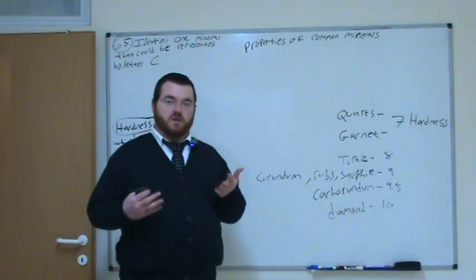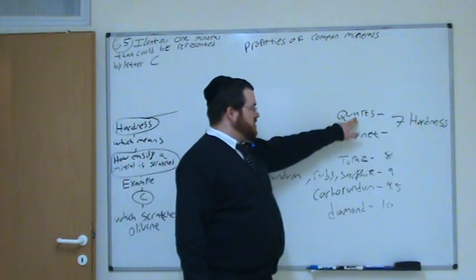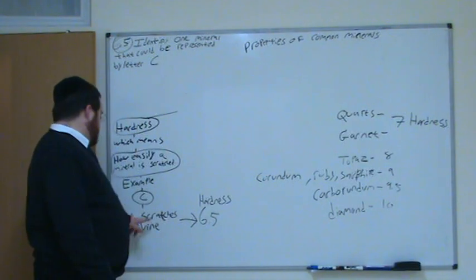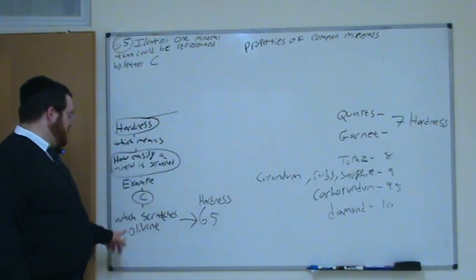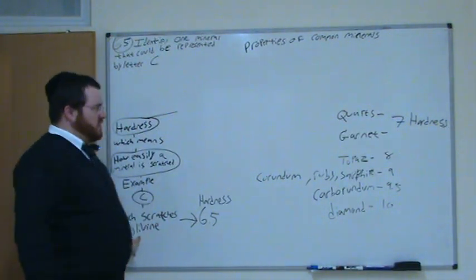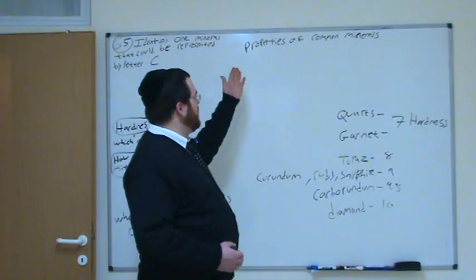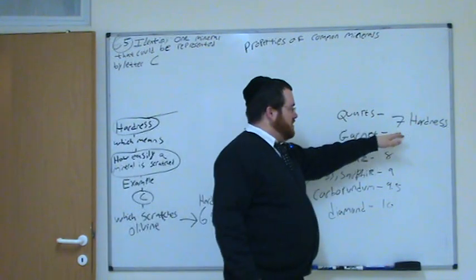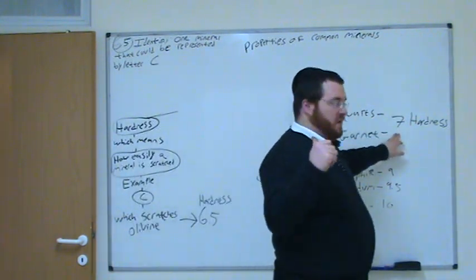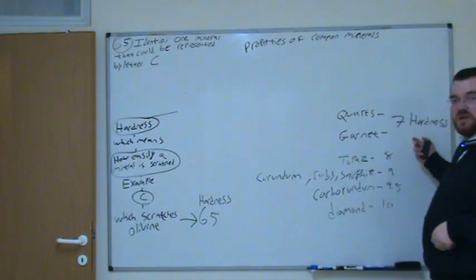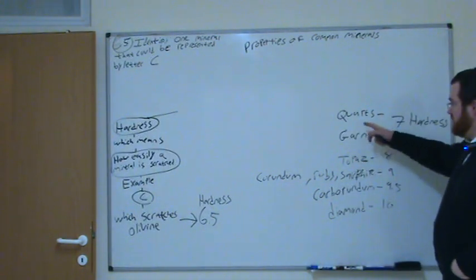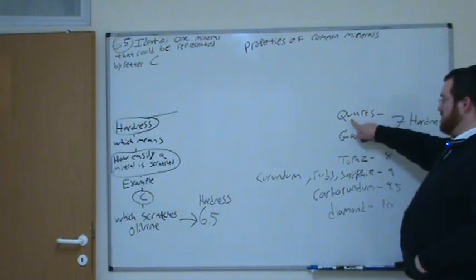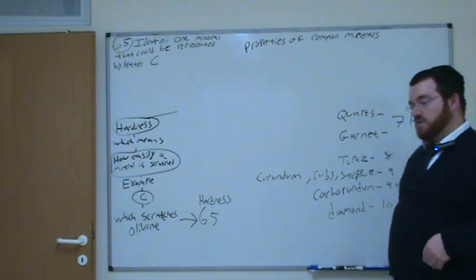But it's better to go according to your charts. And in your charts, it says quartz and garnet are 7. So what could be represented by C? C is something that scratches olivine. If you looked at your chart of properties of common minerals, you saw olivine was 6.5. So something that could scratch that is something that's 7 or above, 6.5 or above. So all you have to write is quartz, or you can also write garnet.